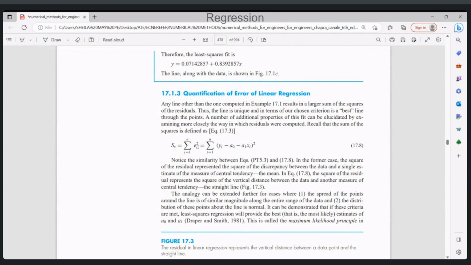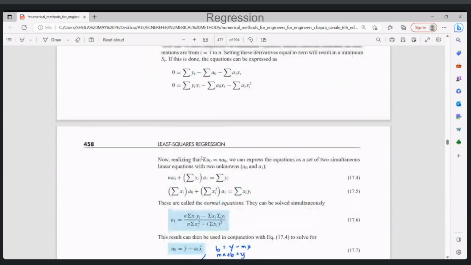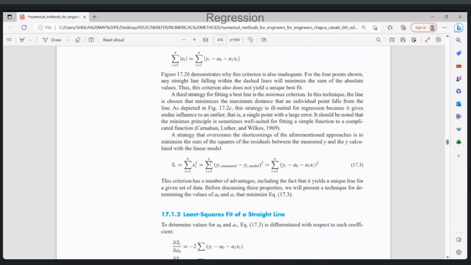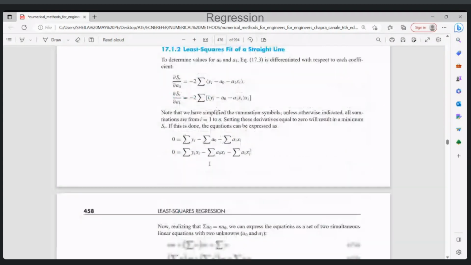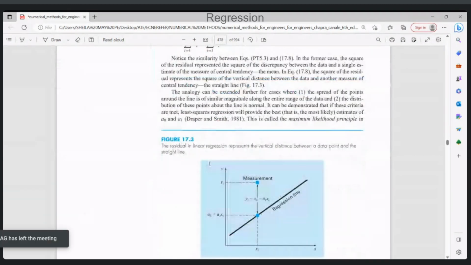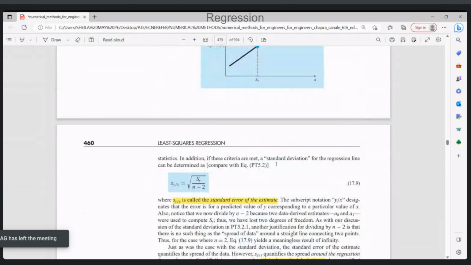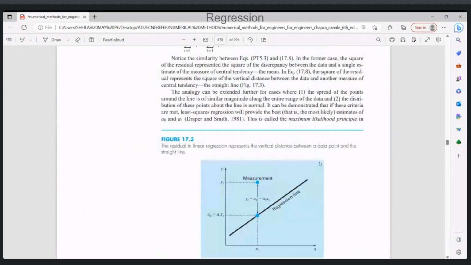This is the strategy they used to minimize the sum of the squares of the residuals. Now from that equation, we can get the standard deviation because there are some criteria met. What are those criteria? The first is where the spread of the points around the line is of similar magnitude along the entire range of the data. And two, the distribution of these points about the line is normal.